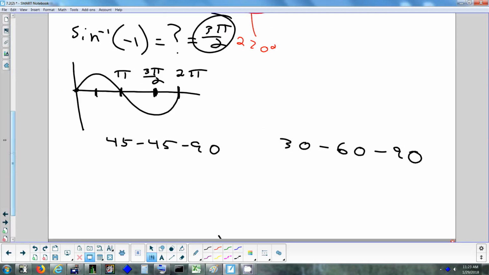So the 45, 45, 90 we just did. Remember though that those root 2 over 2's can become negative depending on the quadrant. If you're in quadrant 1, they're both positive. Quadrant 2, x is negative. Quadrant 3, they're both negative. Quadrant 4, the y is negative.